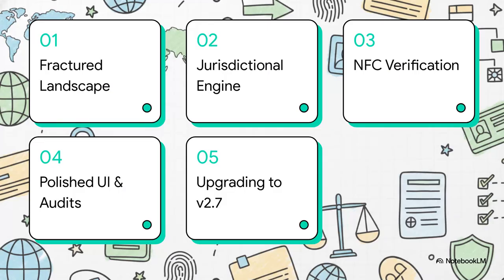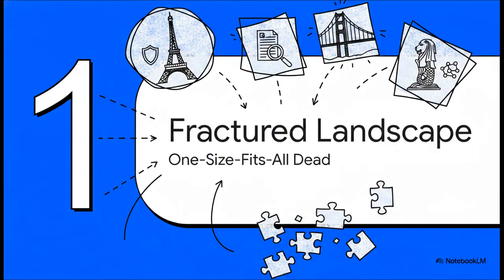Okay, so here's our game plan for today. First, we'll look at the fractured identity landscape. Then we'll meet the new jurisdictional engine, explore the high-assurance NFC verification, check out the polished UI and bank-grade audits, and finally, go over how you can actually upgrade to v2.7. Let's get into it. Section 1. The fractured identity landscape, or why the one-size-fits-all approach is totally dead. Like we mentioned, the rollout of eIDAS 2.0 and stricter worldwide financial auditing mandates have absolutely forced a massive paradigm shift in how we handle digital identity.